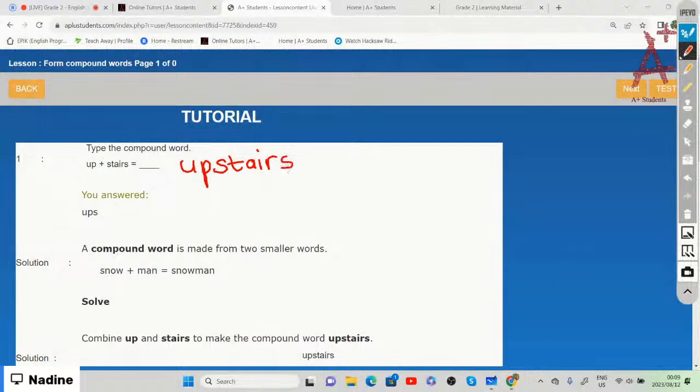And these two words that we put together, it becomes one word, right? One bigger word, which we call the compound word. So up plus stairs is upstairs, right? So the word upstairs, that becomes our compound word. So this bigger word, we call it a compound word.